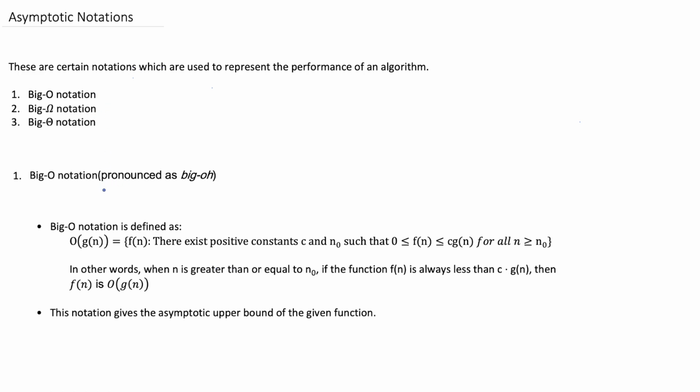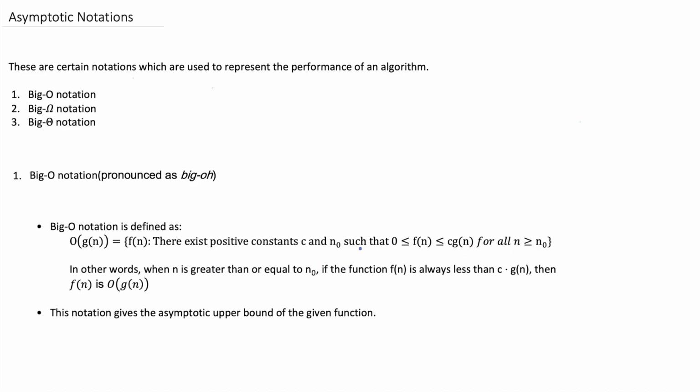So the first one is big O notation, and it has to be pronounced as big O. The big O notation is defined as the big O of g of n. That is, if you want to write big O of some function, these functions are functions of n, that is the size of the input. So big O of g of n is equal to f of n, such that there exist positive constants c and n0 such that 0 is less than or equal to f of n, which is less than or equal to c into g of n, for all n greater than or equal to n0.